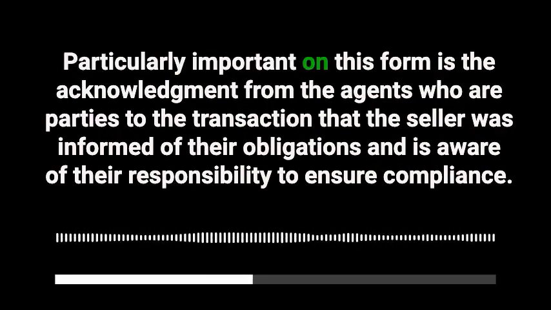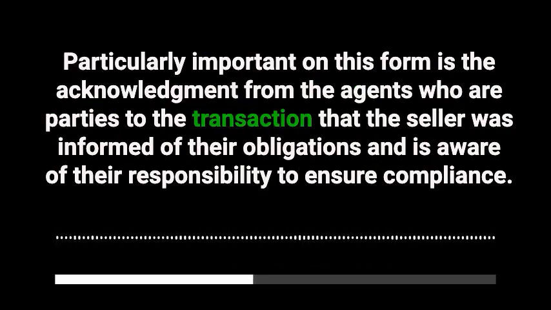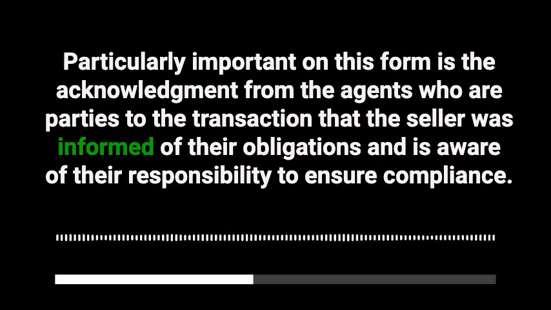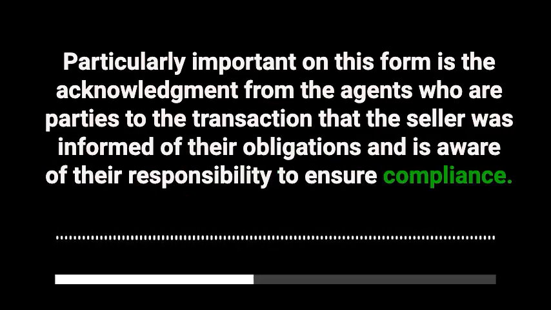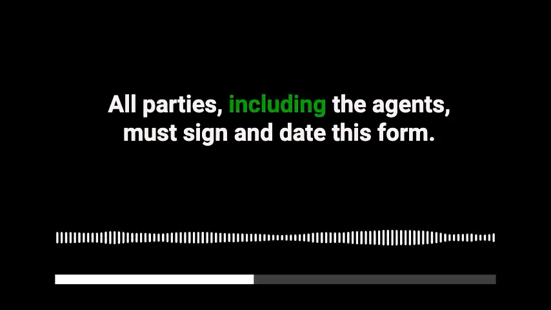Particularly important on this form is the acknowledgement from the agents who are parties to the transaction that the seller was informed of their obligations and is aware of their responsibility to ensure compliance. All parties, including the agents, must sign and date this form.